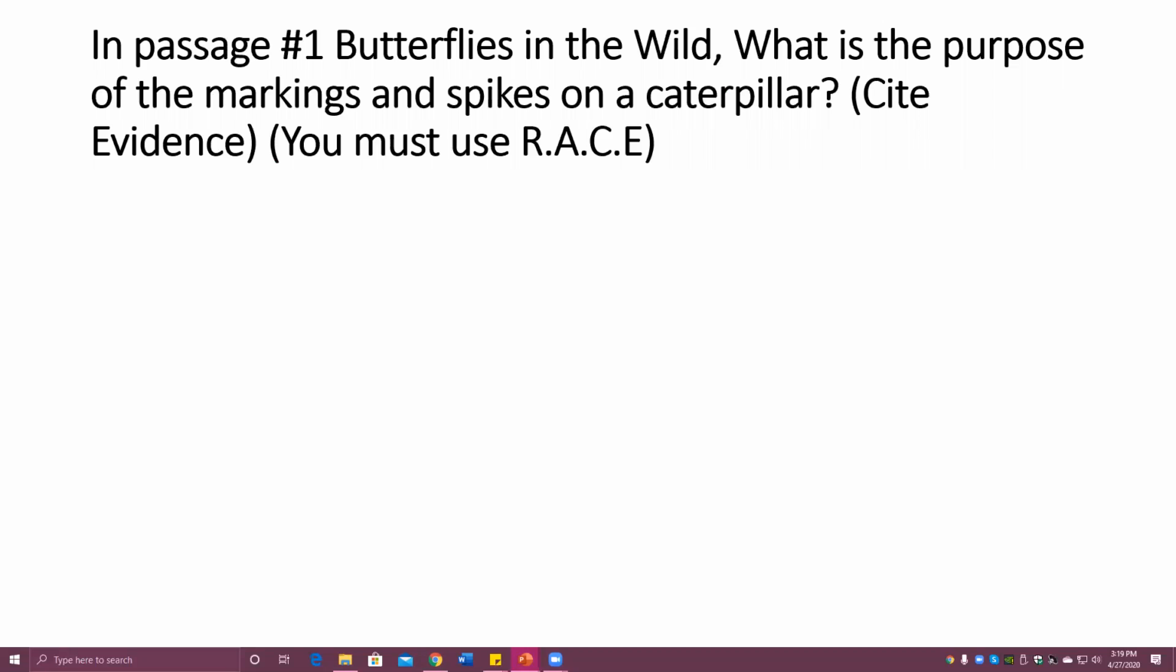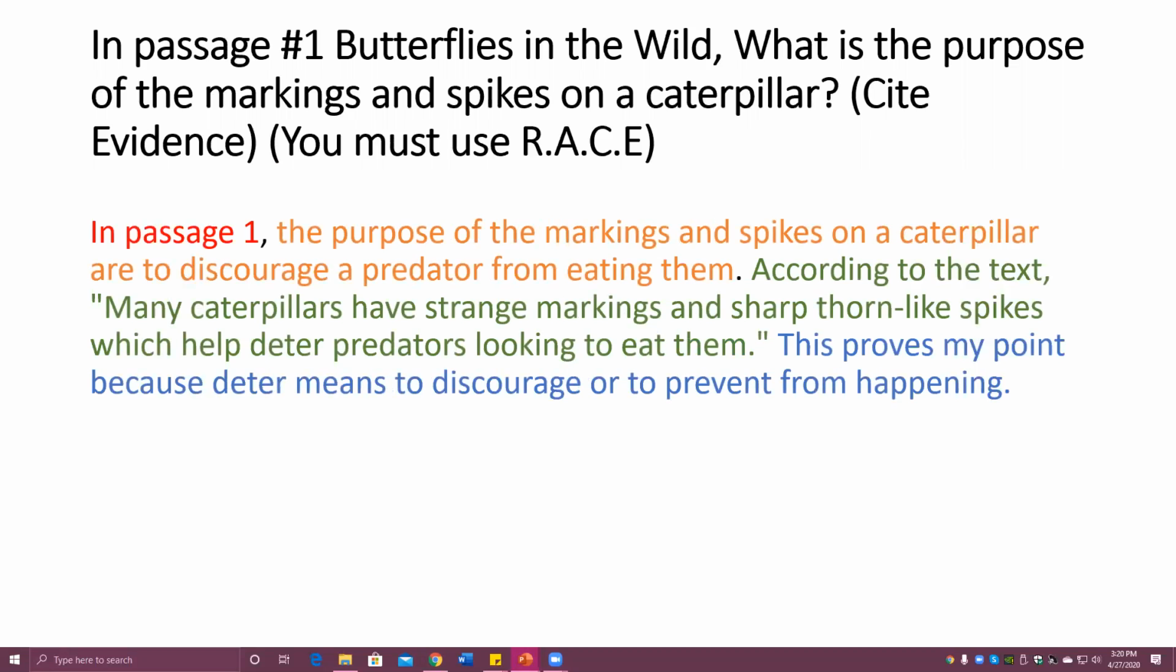So let's just look at a couple questions, and here's some answers that I want to use as examples. In passage 1, butterflies in the wild, what is the purpose of the markings and spikes on a caterpillar? Cite evidence, you must use RACE. So here's an example of someone who used RACE and they cited evidence. And I've highlighted the different colors to show the restate, the answer, the cite evidence, and the blue for explaining.